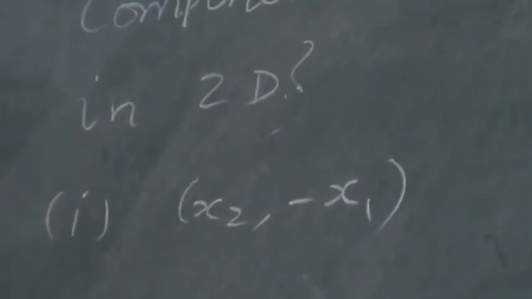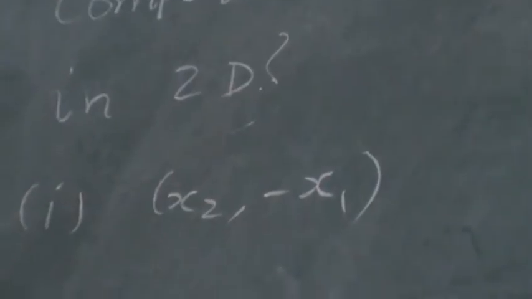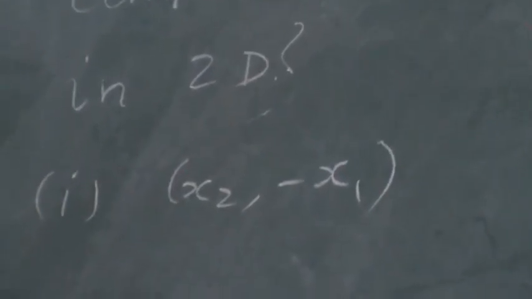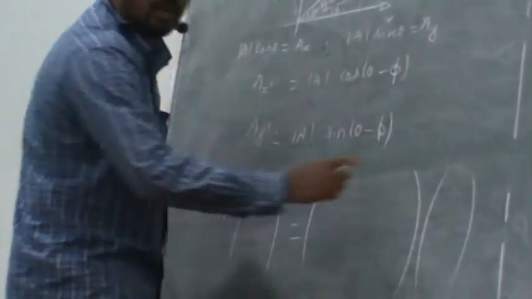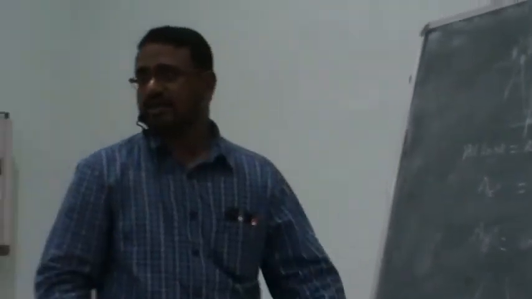Which of the following pairs form the components of a first order tensor? What is a first order tensor? It's a vector. How does the vector transform? The vector transforms like this. The matrix I have written, right? So the vectors transform something like this. I have the vector in the new coordinate system, I have the vector in the old coordinate system, and there is a transformation matrix. So we have to check whether the given pair transforms in this manner or not.